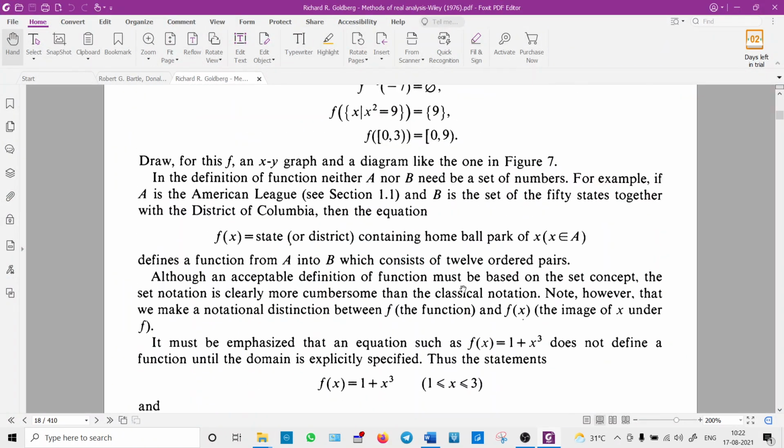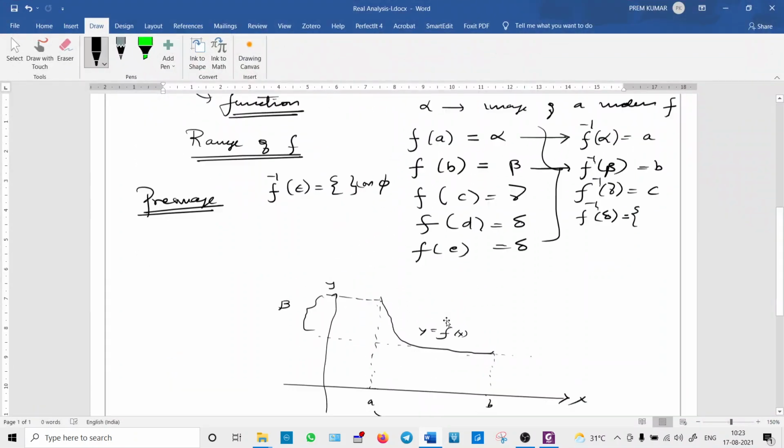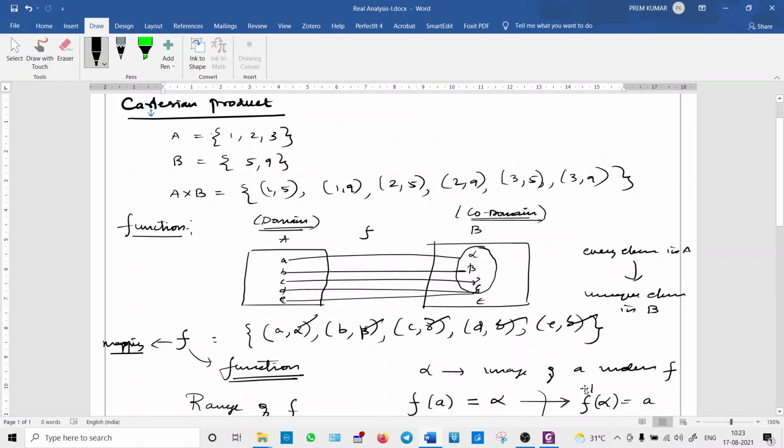And you can see this example here from our reference book, f of x equals x square. So what is that example? You see the function f is written as a set of all ordered pairs, and it is the full real line. Okay, the full real line, and we can define it like this also. I will just write this one here.